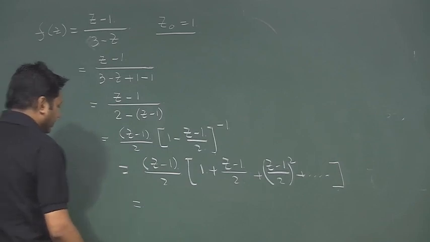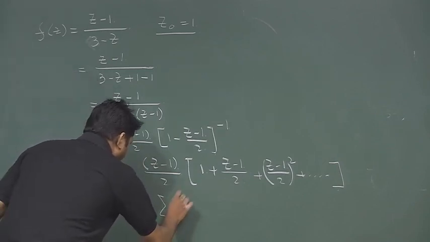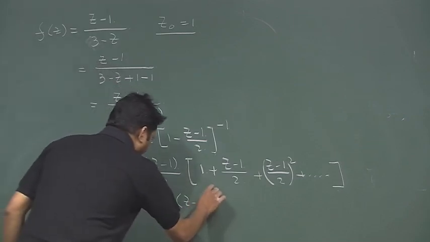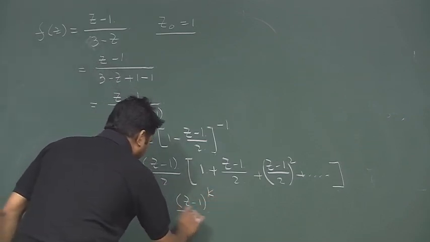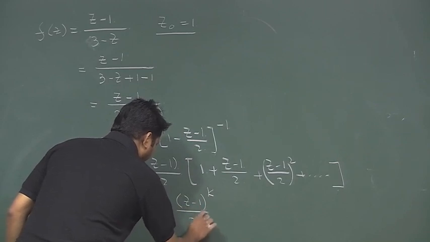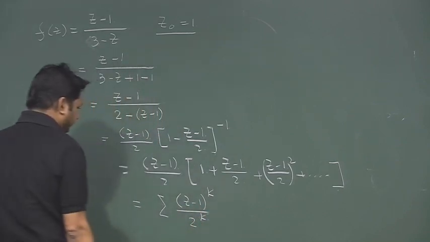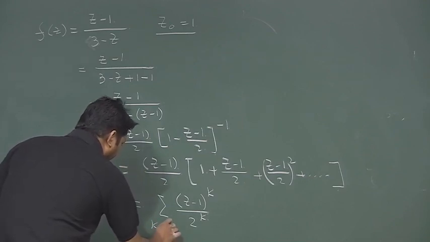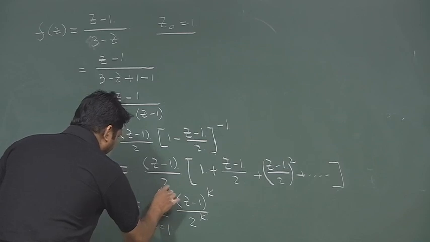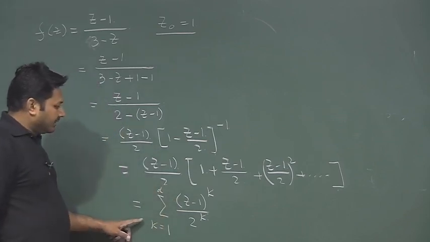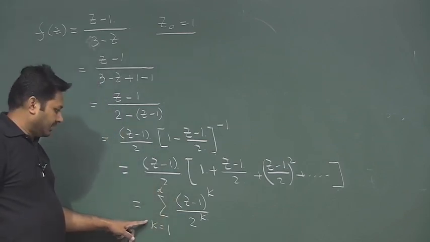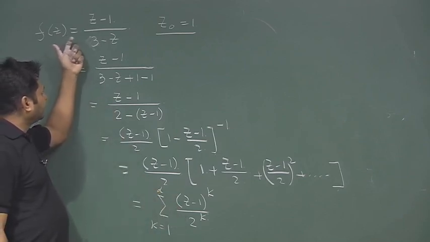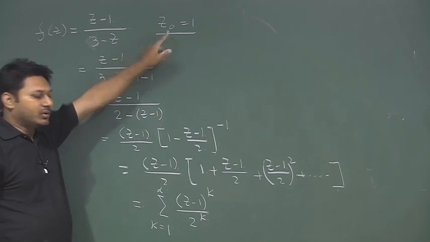So, it suggests it is the sum over (z minus 1) to the k divided by 2 to the k, k is say 1 to infinity. This expression I finally get. So, this is the Taylor series expression of this particular function at point z0 equal to 1.